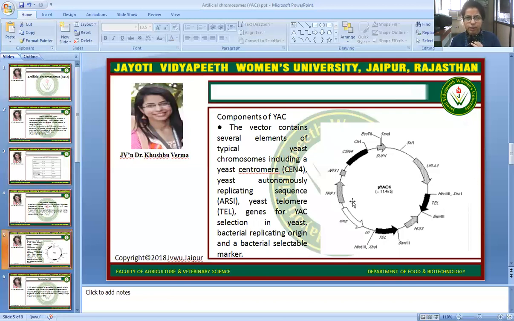Here we can see ARS1 and the telomere region, which have restriction sites: BamHI, HindIII, EcoRI, SmaI, SalI, and a selectable marker like the ampicillin region, and the origin for the replication process.